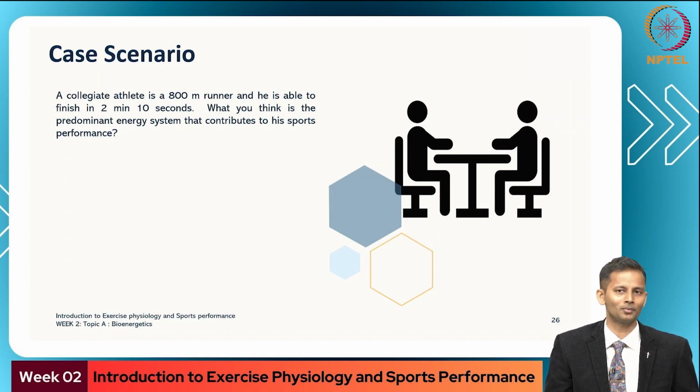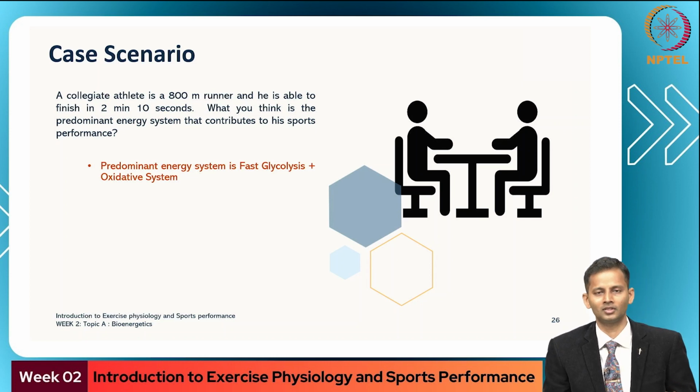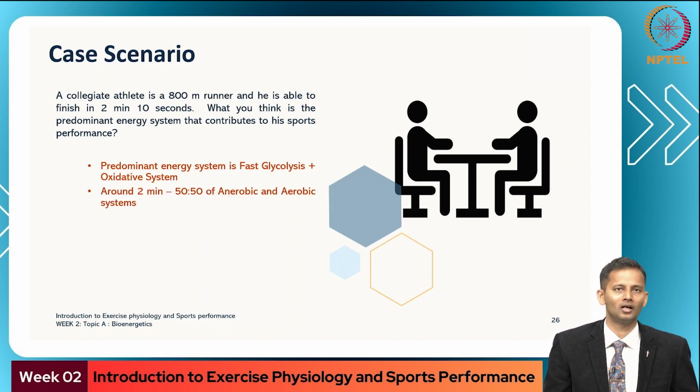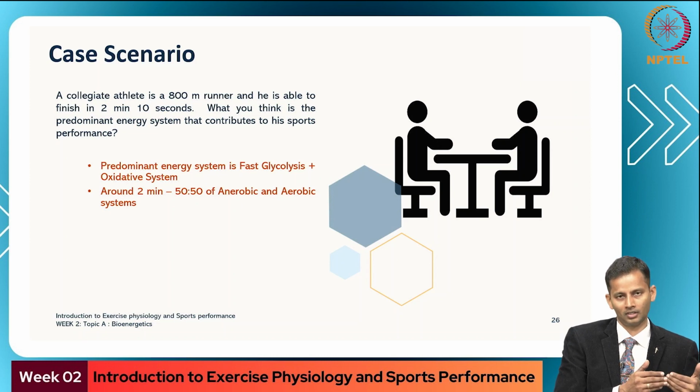It's not one single predominant system, it's mostly fast glycolysis with the oxidative system because it is crossing 2 minutes. And around 2 minutes, it is seen that the contribution of the anaerobic system is 50% and aerobic is 50%. So what you understand from this is when you start a high intense activity, the immediate energy transfer is from your anaerobic system where the rate of production is faster.